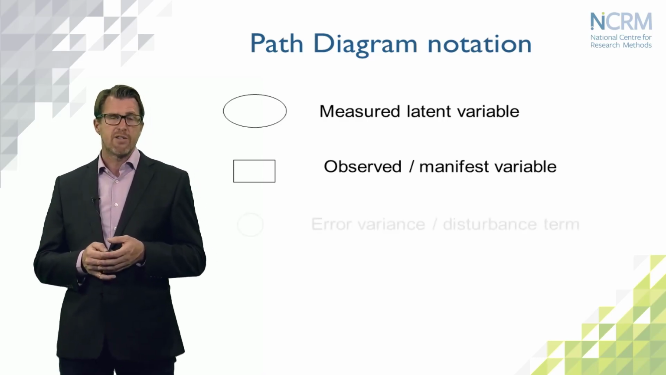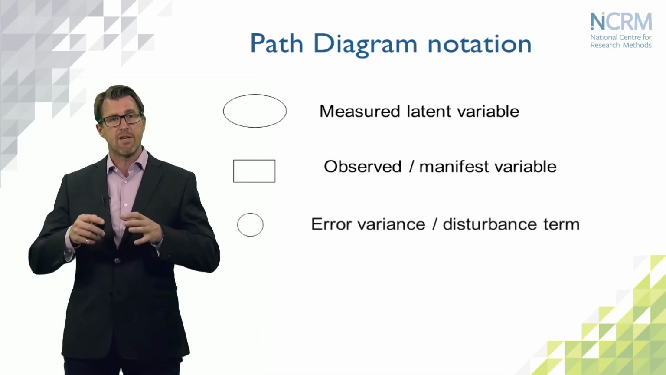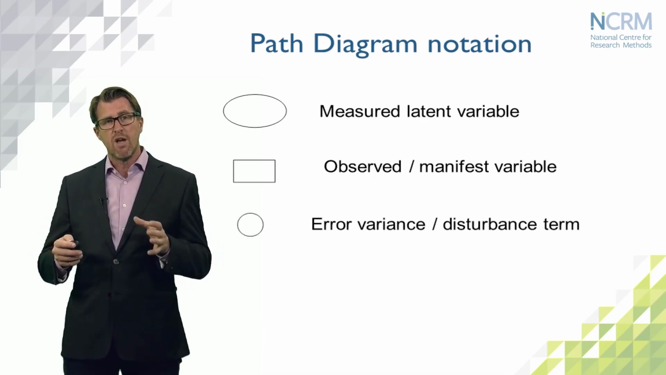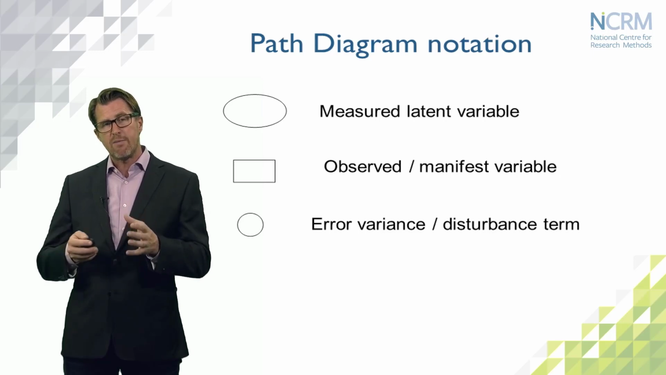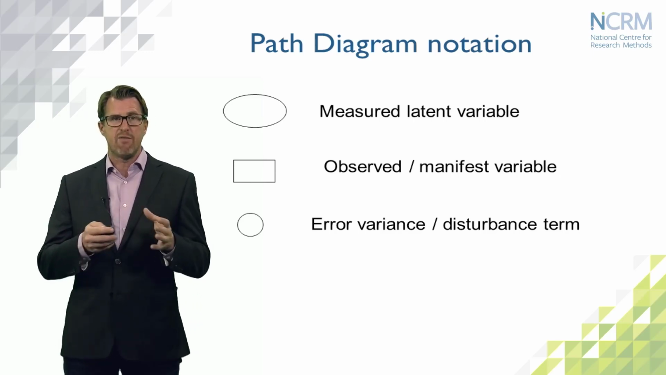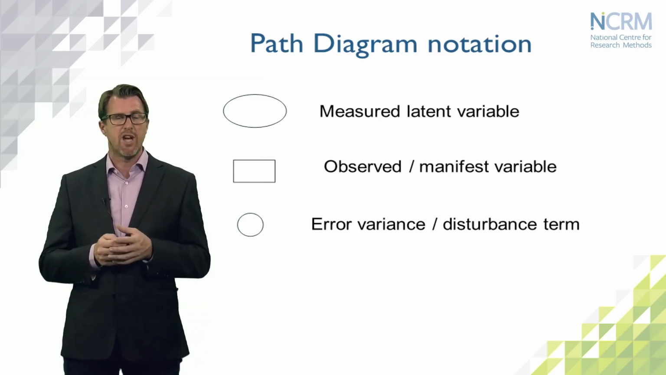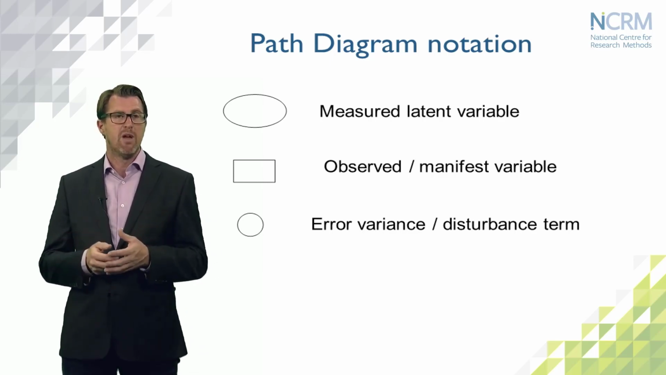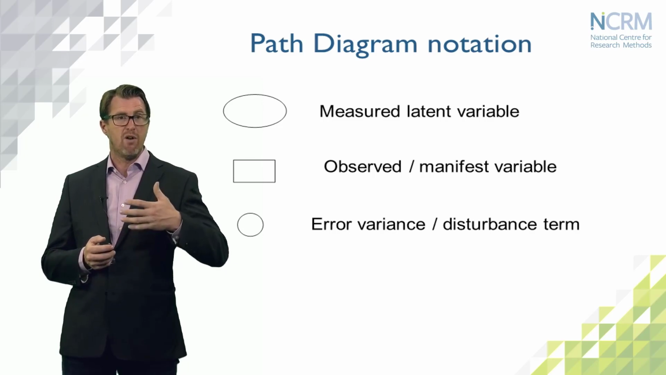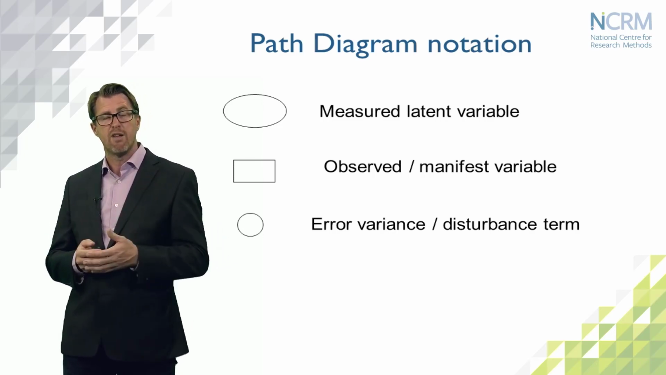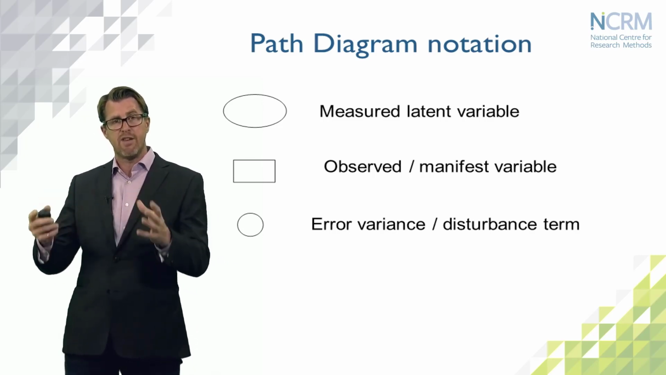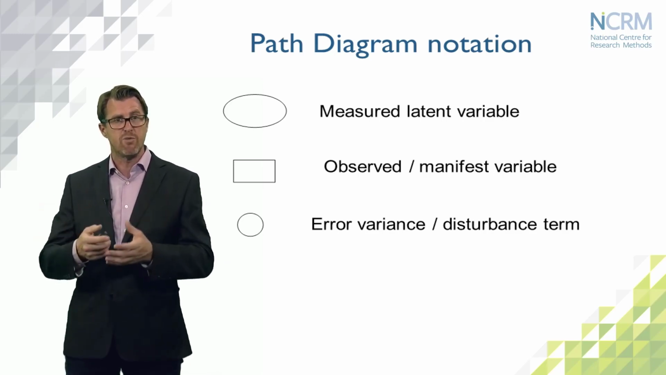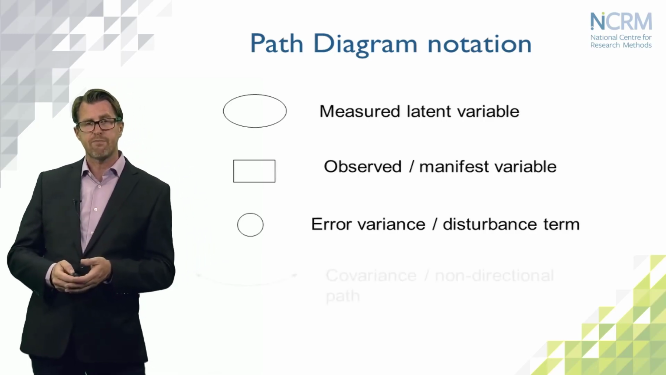An error variance or a disturbance term is a small circle, and there's a similarity with the measured latent variable there. They're both circular shaped because an error variance is also a latent variable. It's just that we are not specifying it as measuring anything in particular. It is the what's left over, the residual or disturbance term.